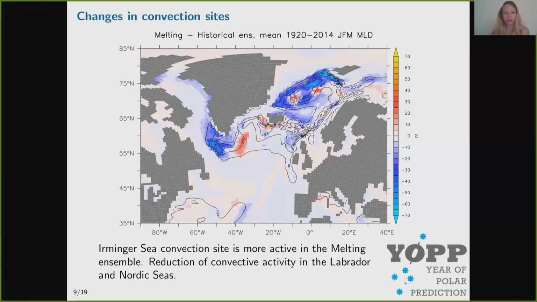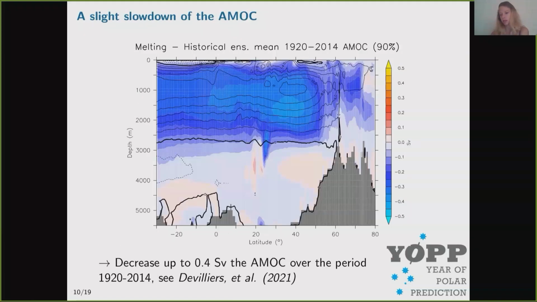As a result of the reduction of the convective activity, the AMOC showed a slight slowing of up to 0.4 Sverdrup when averaged over the time of the experiment. So this is far less than some recent estimates, but we believe that the resolution may have played a role here. And if you are interested in more details, the study has been published last year. Please refer to the study.